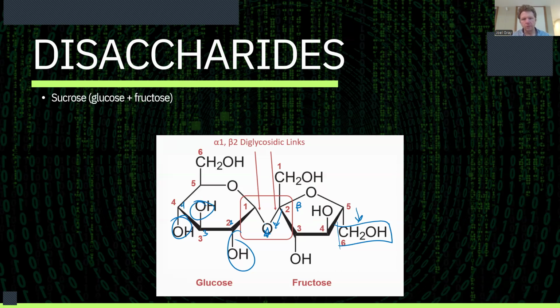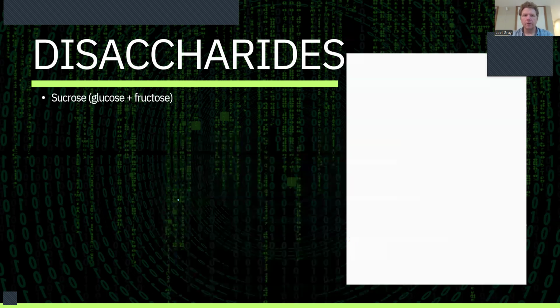Let me address this more clearly. If you compare that to glucose, carbon 1, OH is going down, carbon 6, it's going up. So that's an alpha sugar. So we've got an alpha 1, beta 2 glycosidic linkage, or diglycosidic linkage. All right, sucrose is glucose and fructose.